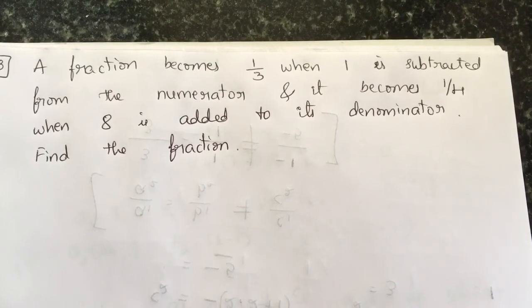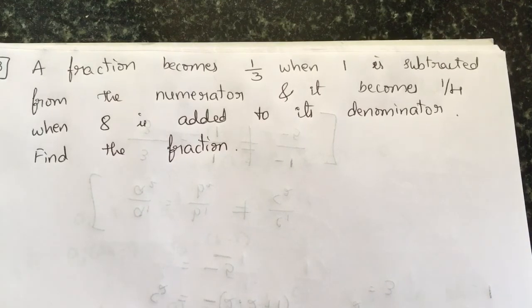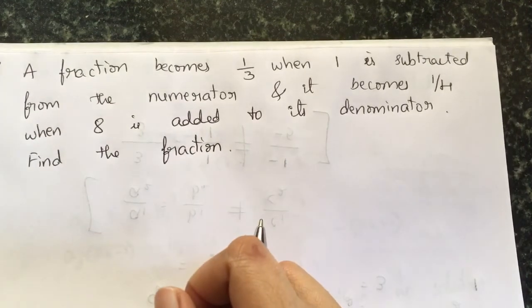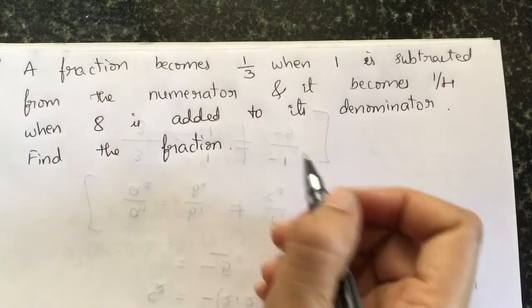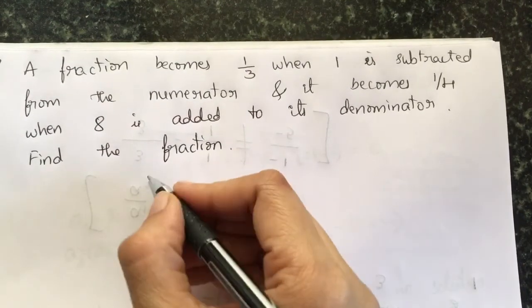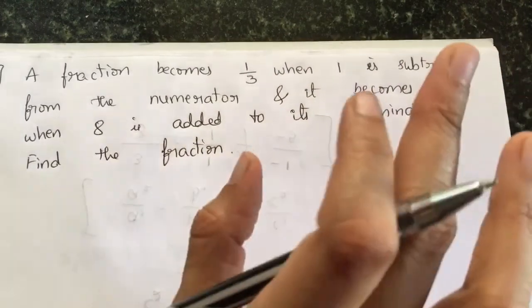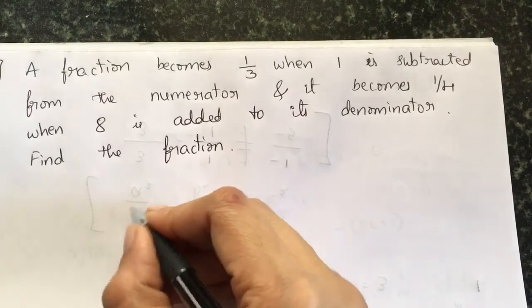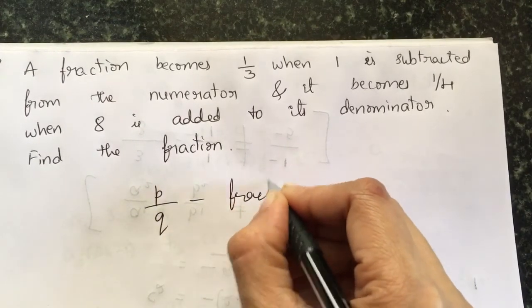A fraction becomes 1 by 3 when 1 is subtracted from the numerator, and it becomes 1 by 4 when 8 is added to its denominator. So say the fraction is p by q. We know usually the fraction is denoted like that. Okay, let p by q be the fraction.